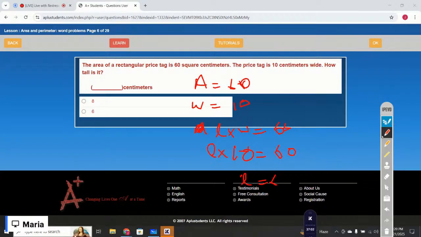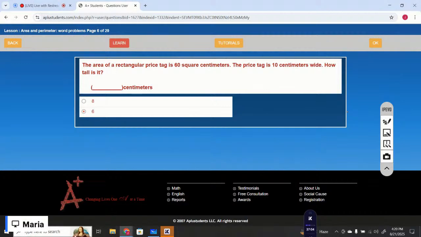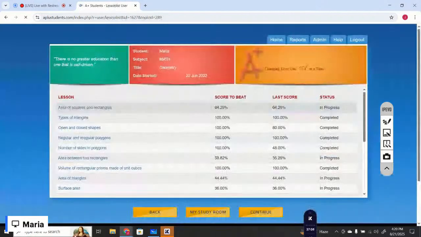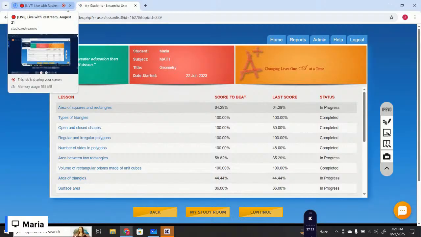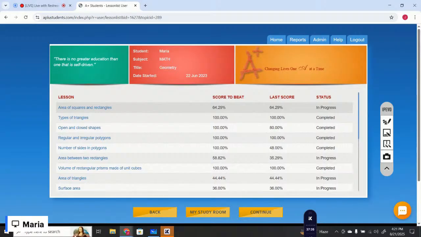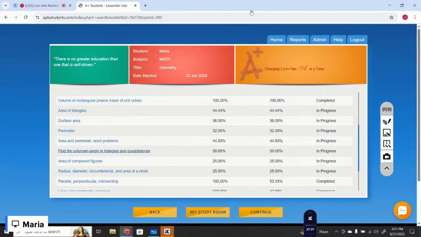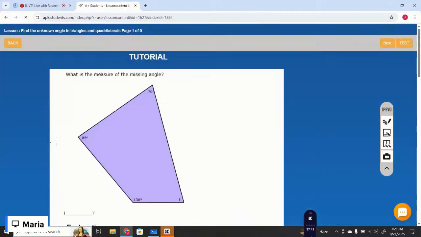Okay, you can complete the lesson by yourself later today. Let me just move on to the next lesson. The next lesson is find the unknown angle in triangles and quadrilaterals. Let's just start with the lesson.